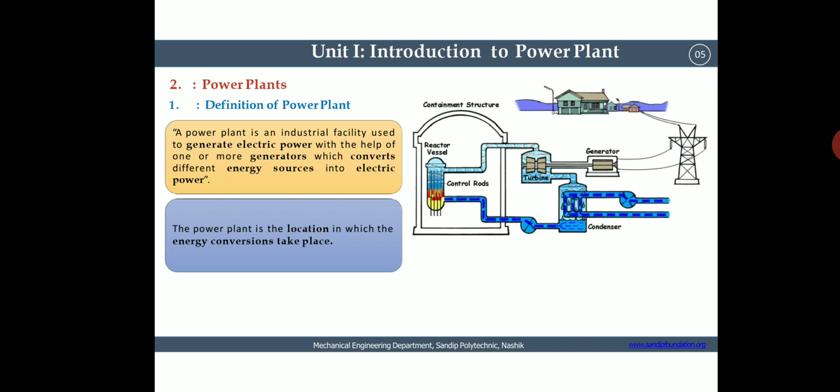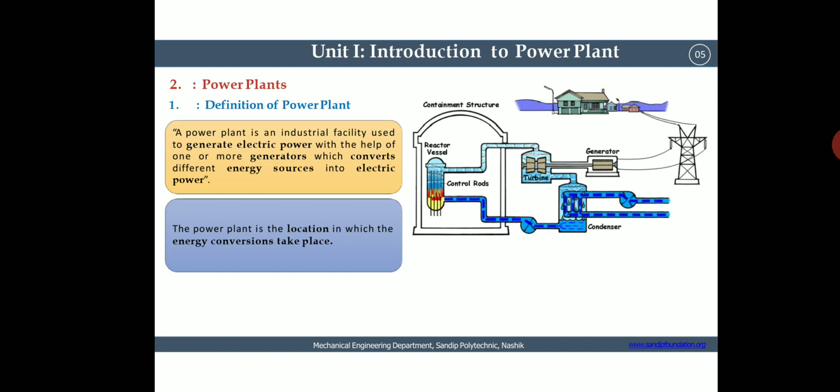So basically you can see in the figure, we have seen in the last lecture how the power plant basically works. Again I'll repeat. This is a nuclear power plant, we are taking it as an example. There is a reactor vessel, control rods, turbine, generator, condenser. These are the different components which are there in the power plant.